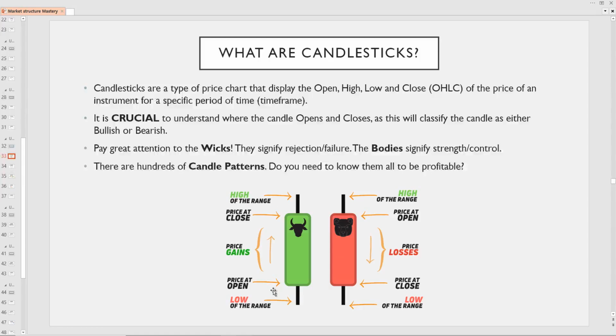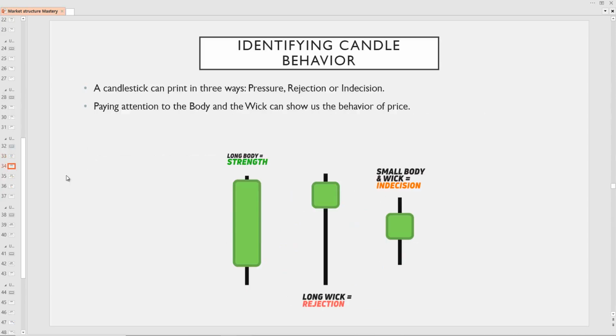And of course, as I told you, there are hundreds of candle patterns. You have patterns that consist of 1 candle, 2 candles, 3 candles, 4 candles, 5 candles, and at the end of the day you're having a big encyclopedia of candlestick formations. Do you have to learn them? Not really. And you don't need to know them in order to be profitable. What you need to know is this.